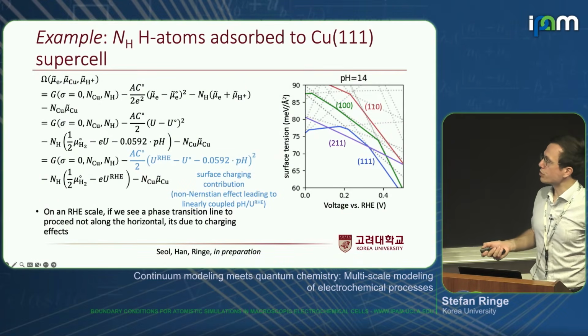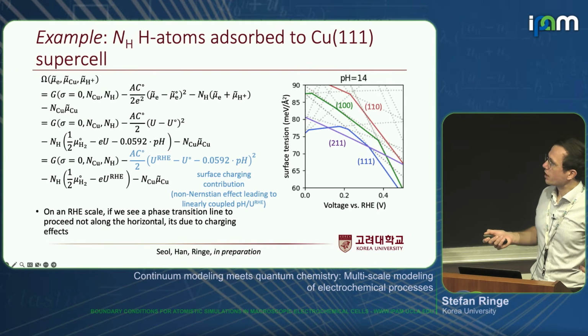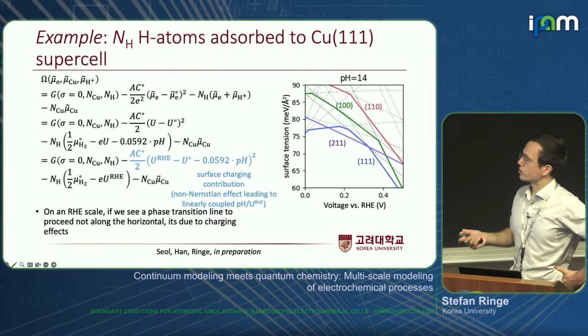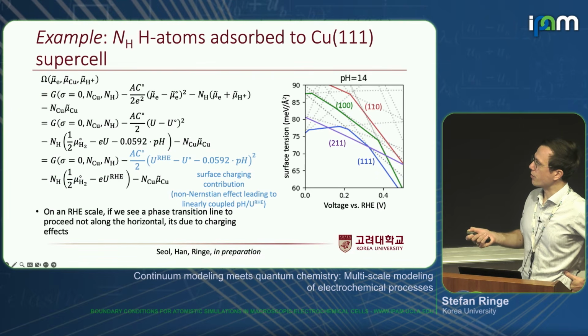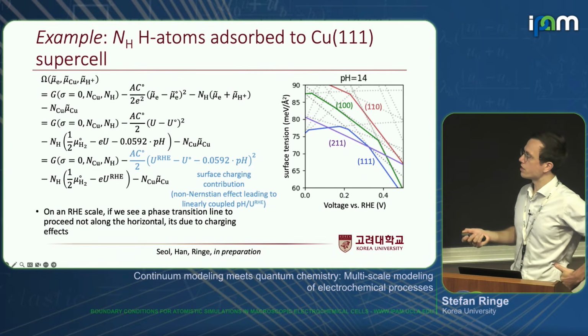And then we can formulate the grand potential for the system. This is an example for n hydrogen atoms adsorbed on copper 1-0-0. Then we have this free energy here. We have this quadratic term, which I showed you before. And then we have here the computational hydrogen electrode chemical potentials.